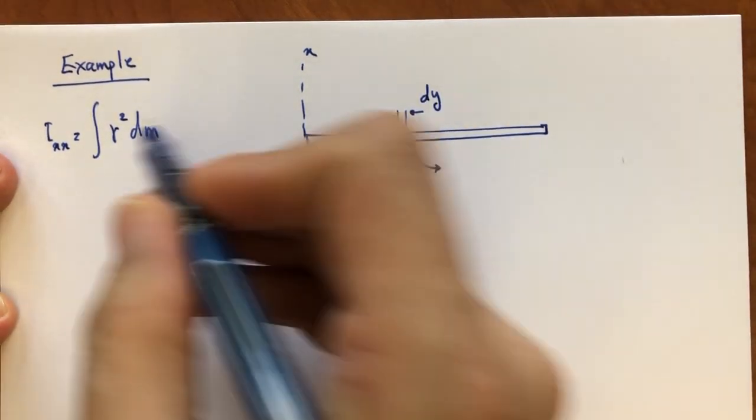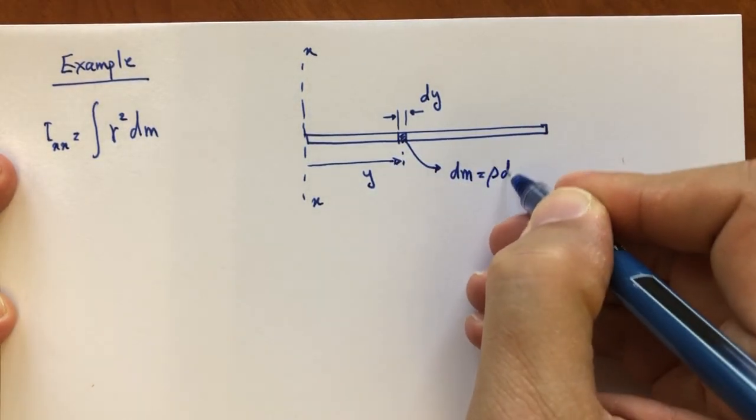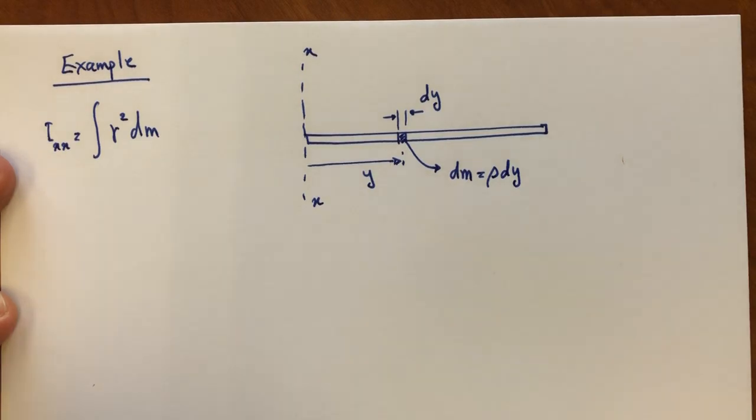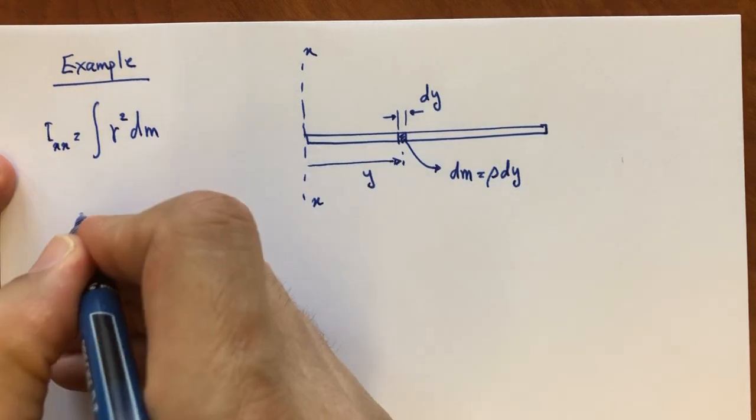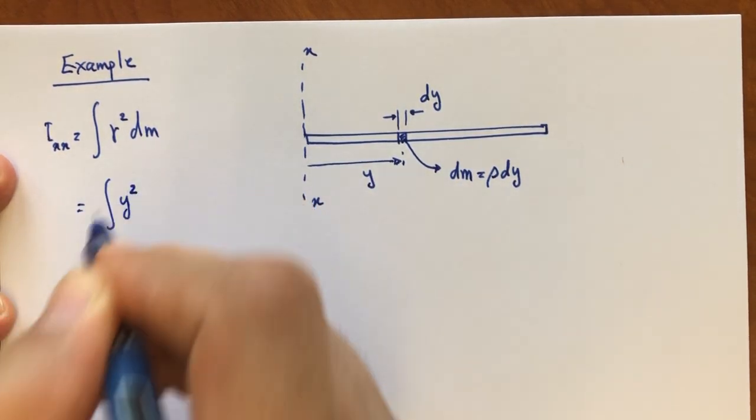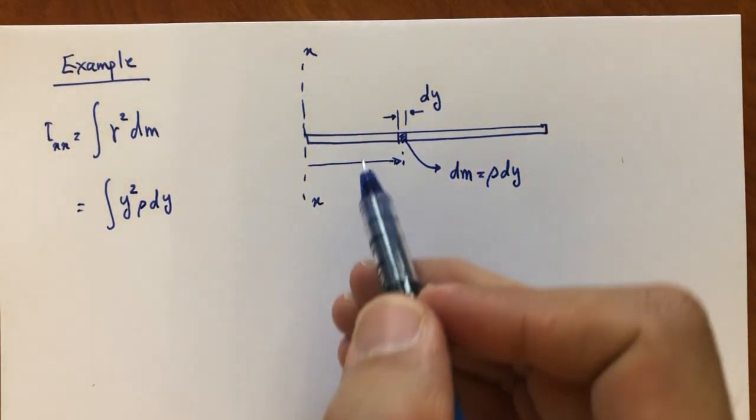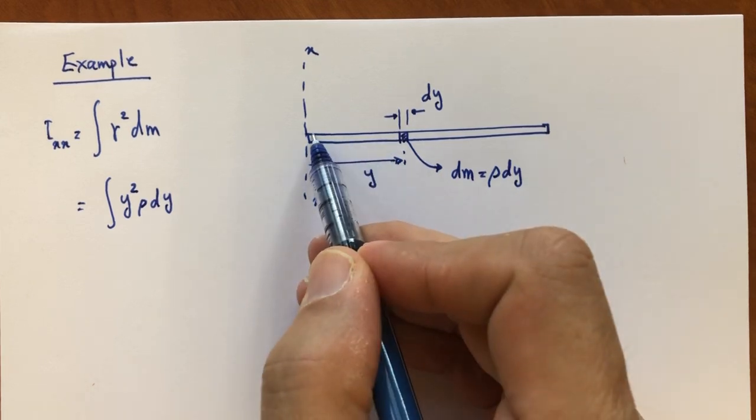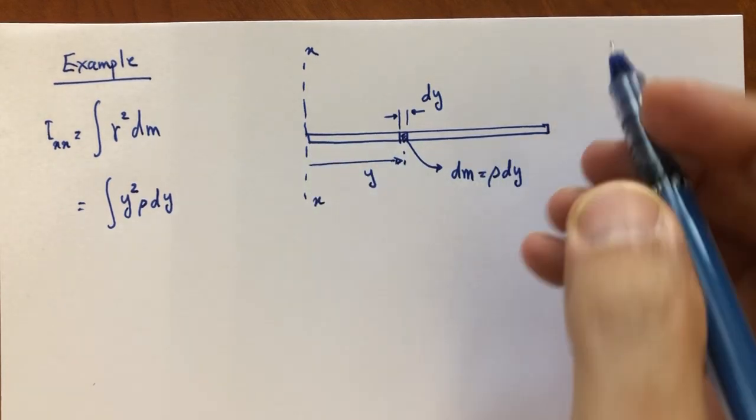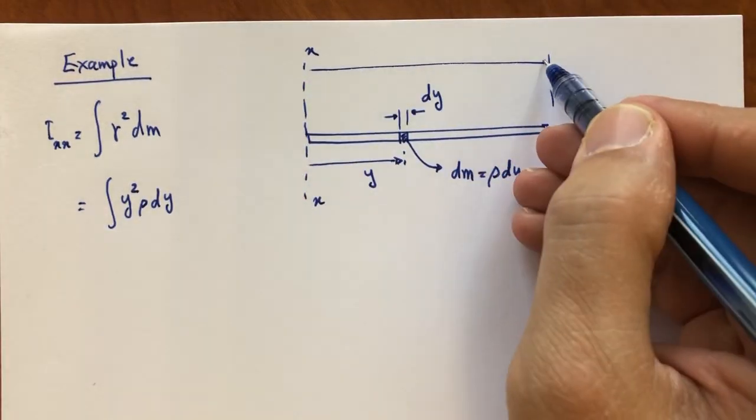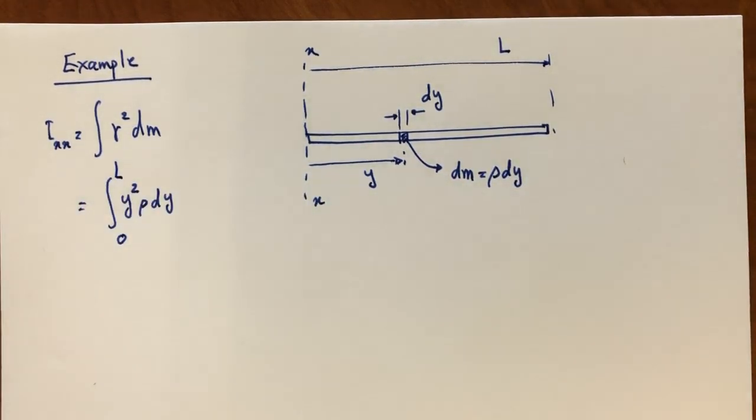So dm, which is in this integral, is going to be rho dy, the mass of this tiny element. And r, which is the distance of my element from the axis, is y. So it's going to be equal to the integral of y squared times rho dy. Now, what are the boundaries of this integral? When we are moving this element from this end of the rod to the other end of it, y goes from 0 to L if the length of the bar is L. So the boundaries of the integral are 0 to L.